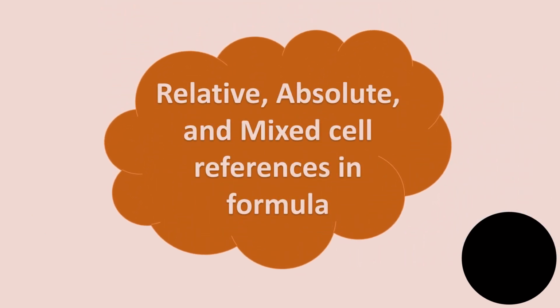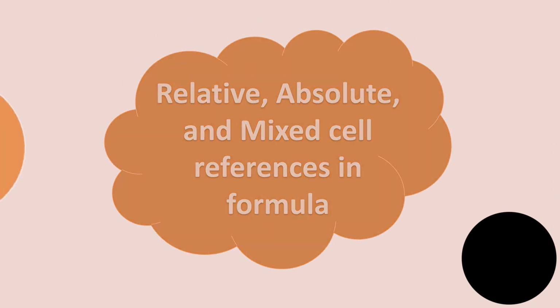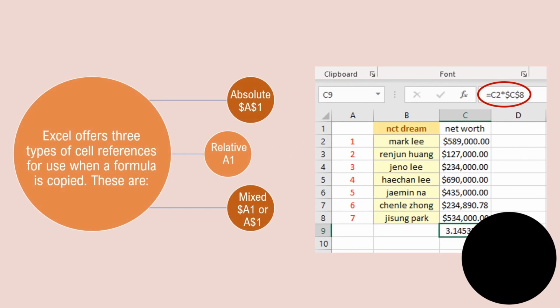Next is the relative, absolute, and mixed cell references in formula. So in Excel, it offers three types of cell references for use when a formula is copied. So there are relative, absolute, and mixed. Relative and absolute references behave differently when copied and filled to other cells. Relative references change when a formula is copied to another cell.